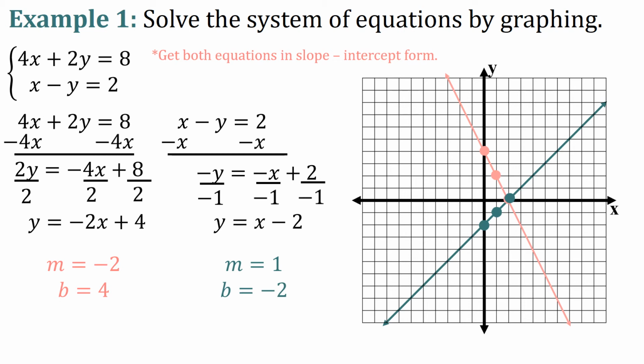Now we've graphed the lines, we have to look for an intersection. Do we have an intersection? Yes, we do. This point is (2, 0). So that is our solution to this system of equations.